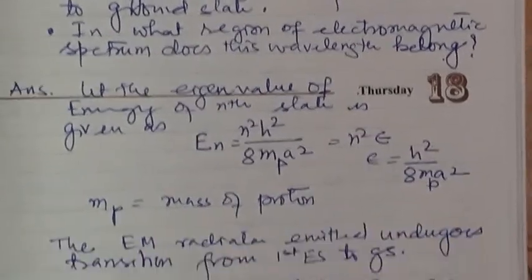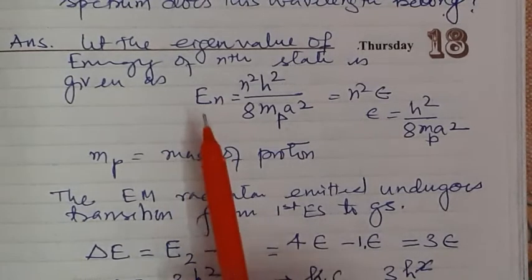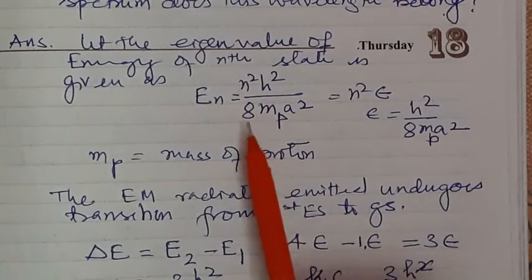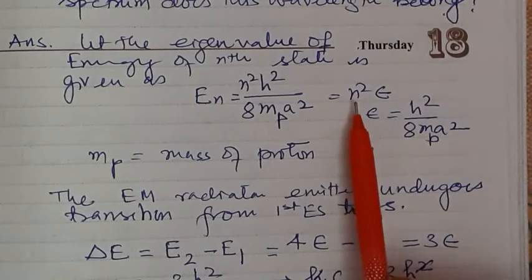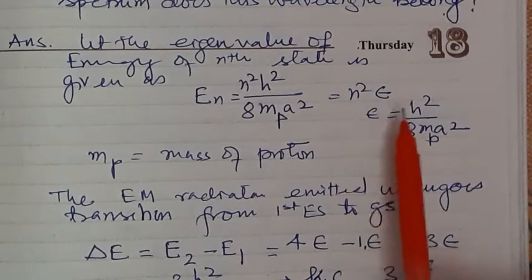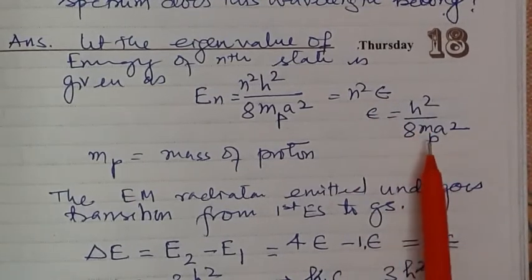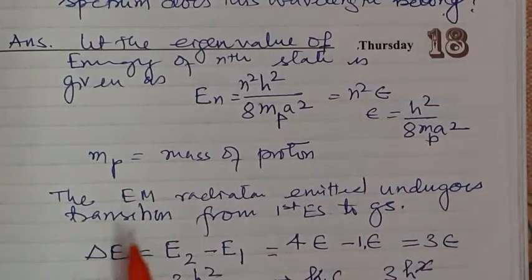First of all, the eigenvalue of the energy of the nth state is given as E n equals n square h square over 8 m p a square, where m p is the mass of the proton. If I represent it in a compact form, it is n square epsilon, where epsilon is h square over 8 m p a square. The electromagnetic radiation is emitted when the proton undergoes the transition from the first excited state to the ground state.